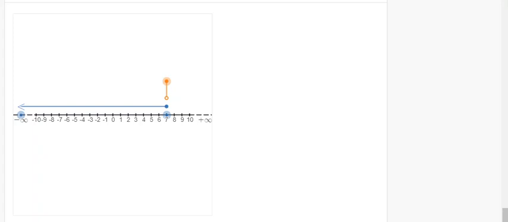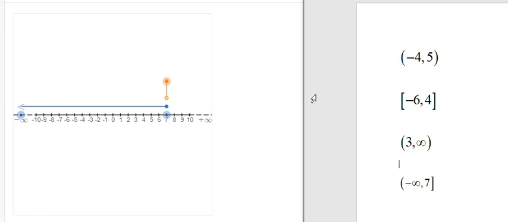And so that is how you're going to graph simple inequalities using this number line.